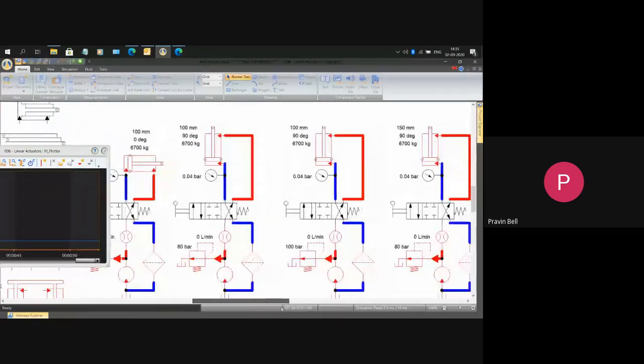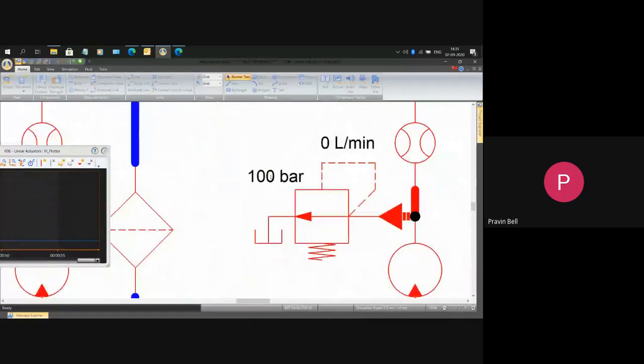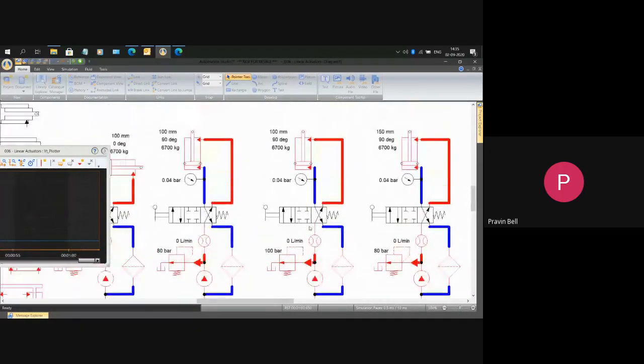I can do different things. So I keep it at 90 degrees, but I change the pressure relief valve setting to 100 bar. I increase the system pressure. If I simulate this circuit now, you can see the piston is extending. So 100 bar is sufficient to raise this particular piston, whereas in the previous case, 80 bar was not sufficient. In this case, it is sufficient.